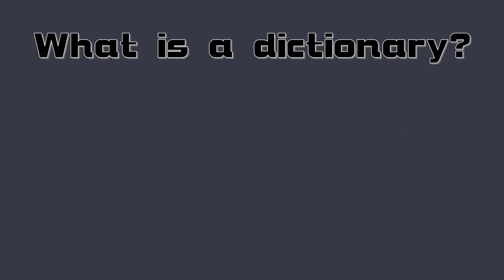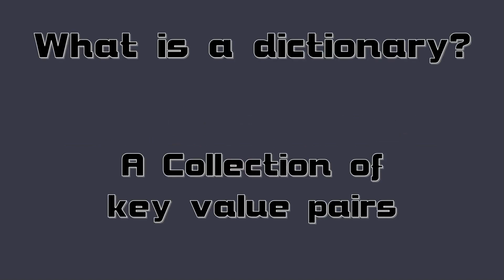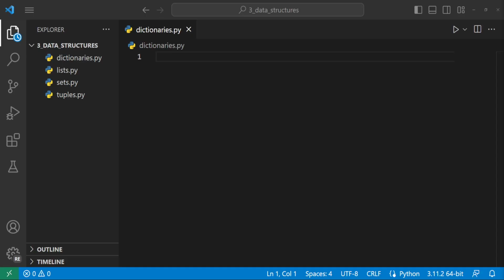My name is Zek, and in this video we'll be talking about dictionaries in Python and exploring some of the basic things you can do with them. So first we'll start off with what is a dictionary. A dictionary is a collection of key-value pairs that can be accessed using the keys as indices. They are equivalent to mappings in other programming languages.